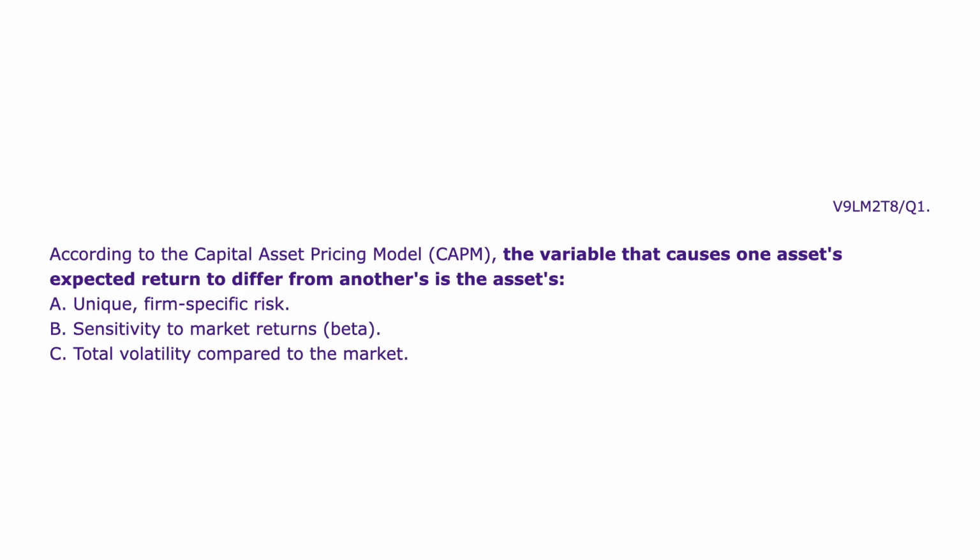According to the Capital Asset Pricing Model, CAPM, the variable that causes one asset's expected return to differ from another's is the asset's A. Unique firm-specific risk. B. Sensitivity to market returns, beta. C. Total volatility compared to the market.